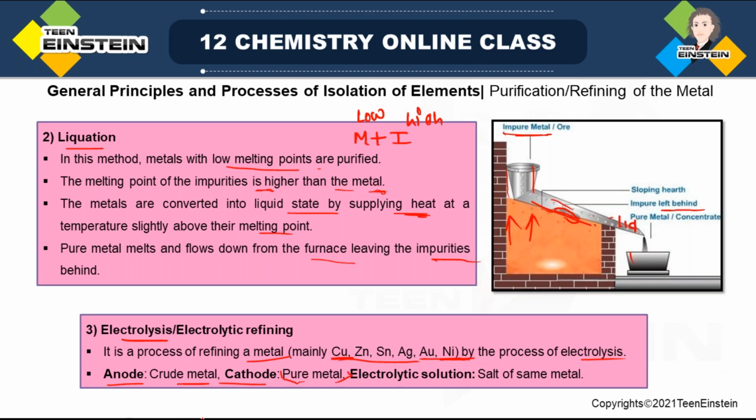Okay. So the crude metal, that is the impure metal, will be treated as anode, and in the cathode we will take pure metal. So gradually what will happen? The crude metal which is in the anode will be corroded, and there will be deposition of pure metal in the cathode. For the electrolytic solution, you will take some salt of the same metal. So if you are trying to purify copper, you can take any salt of copper, like copper sulfate.